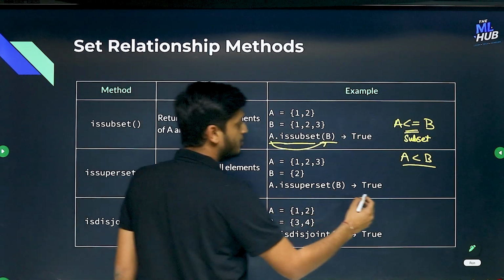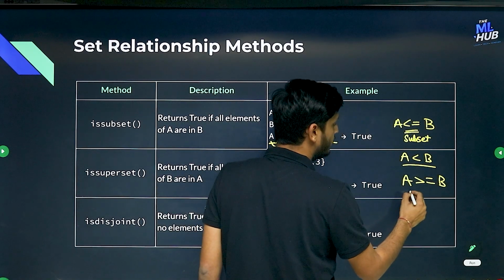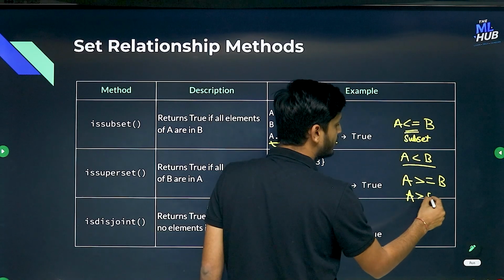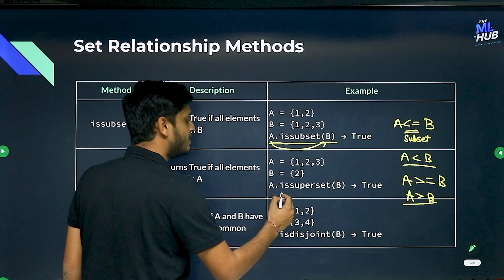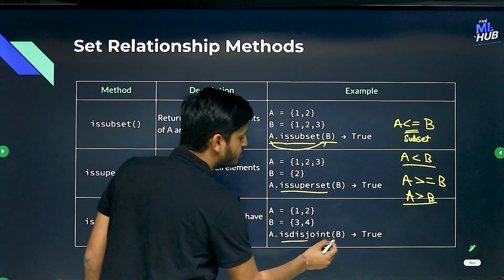Similarly, for issuperset, you can write A greater than or equal to B. It will check superset only. And if you want proper superset, you can use A greater than B. But there is an issuperset method as well. issubset, issuperset and isdisjoint.